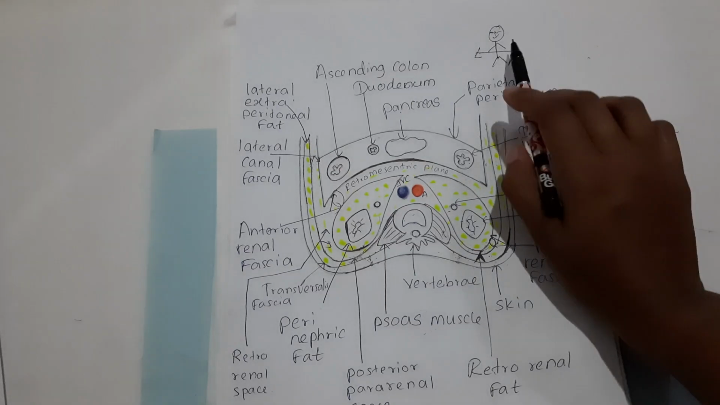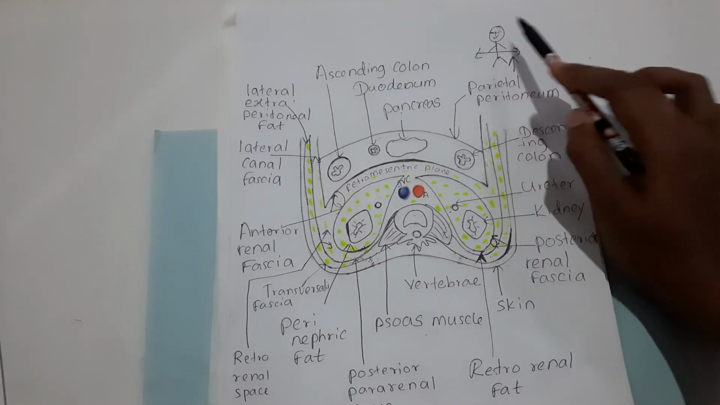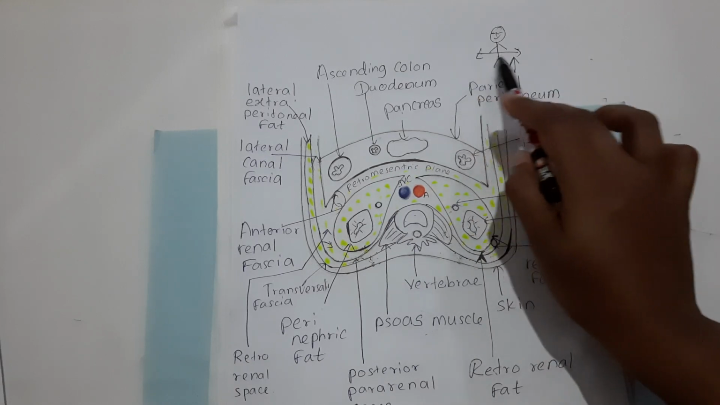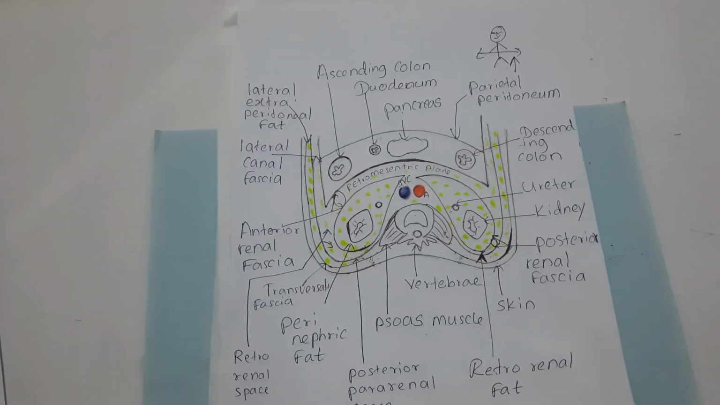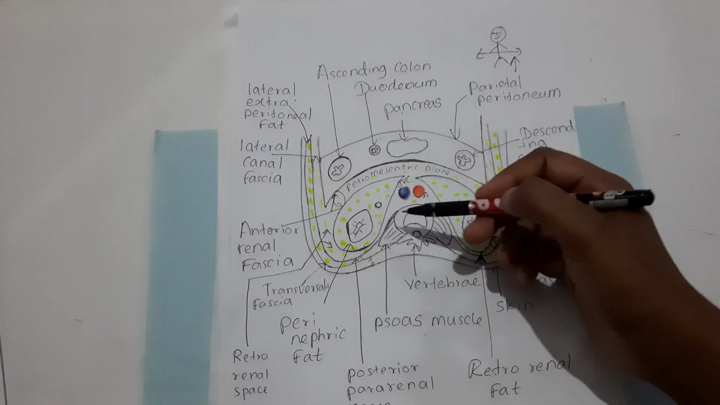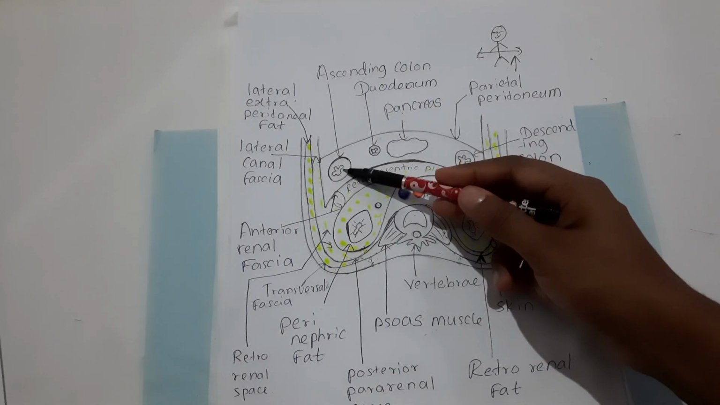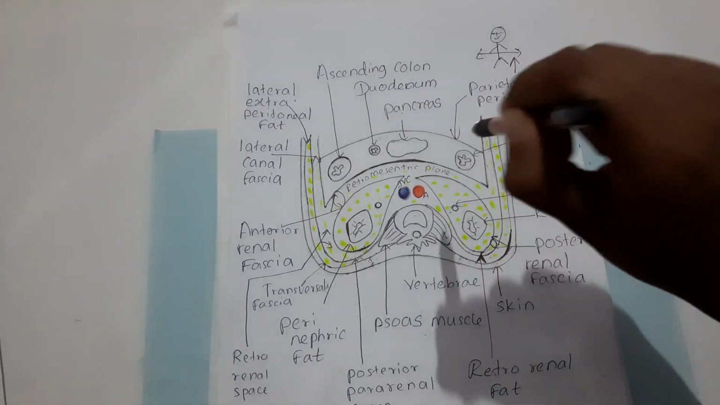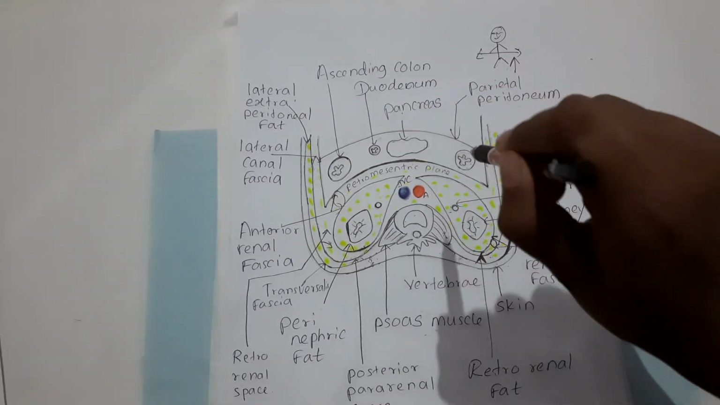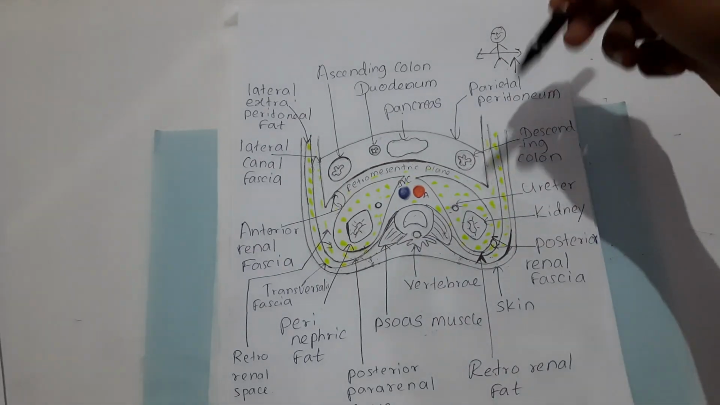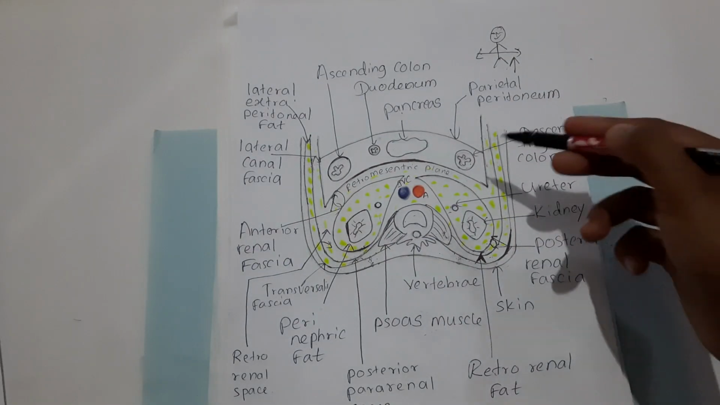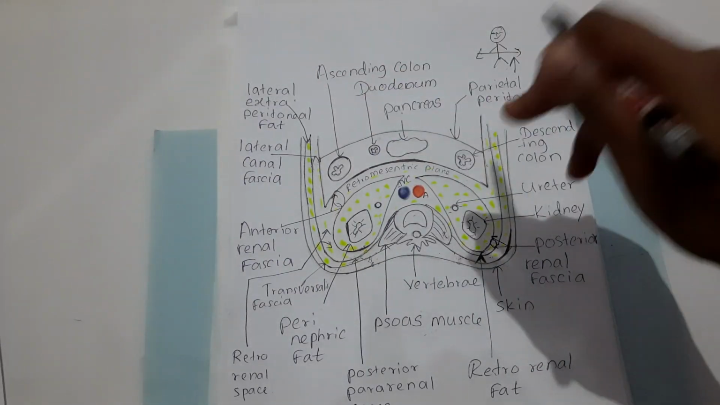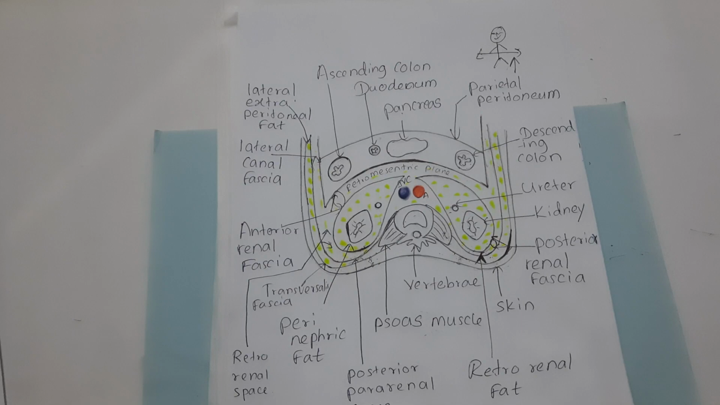Actually, if the person is like this, we are cutting in the horizontal plane and looking from below. That is why we can see the ascending colon on this side and the descending colon on this side, because we are looking from below, not from above. If we were looking from above, the left and right of these structures would be swapped, but this is the view from below.